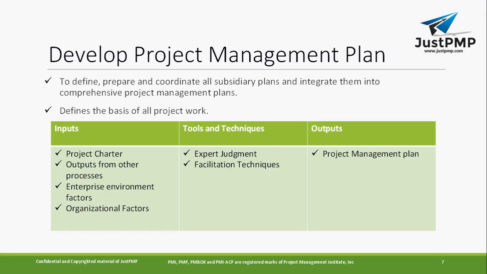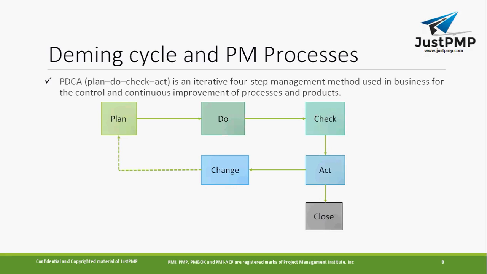Project management plan is basically to define, prepare, and coordinate all the subsidiary plans and integrate them into the comprehensive project management plan. And this gives you the guidelines for whole project execution. So this is very important. Deming cycle is PDCA, that's plan, do, check, and act, which is used for continuous improvement of process and product.